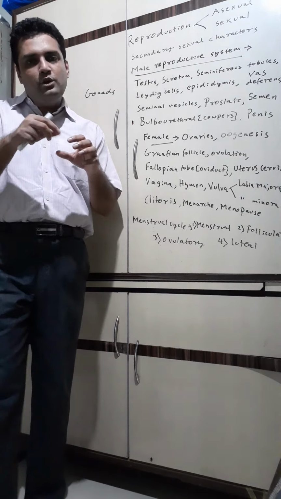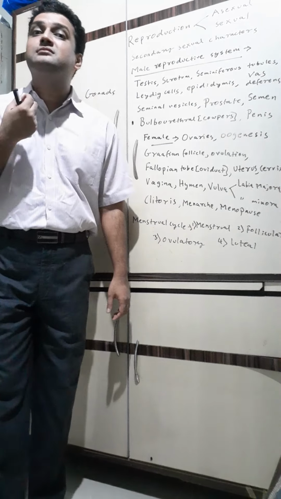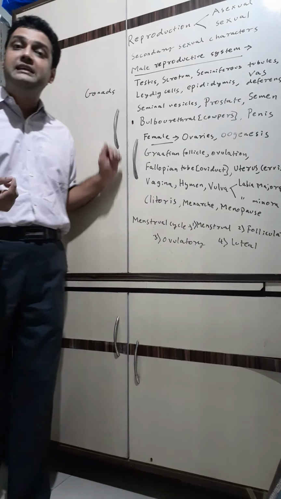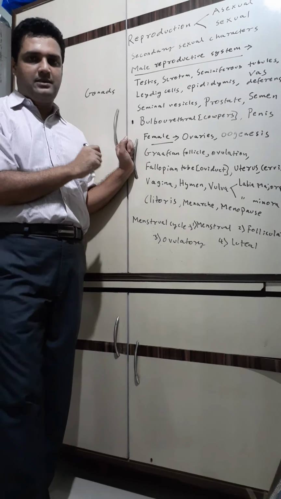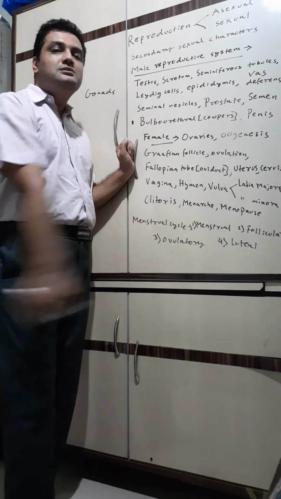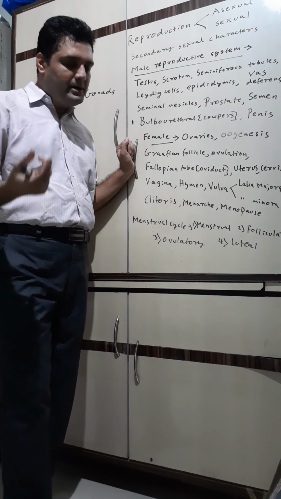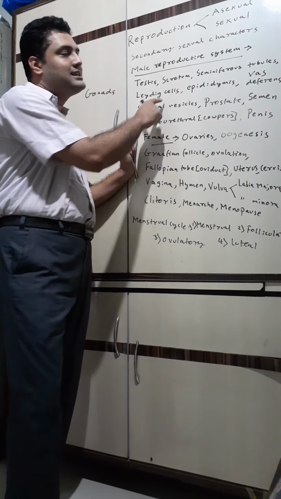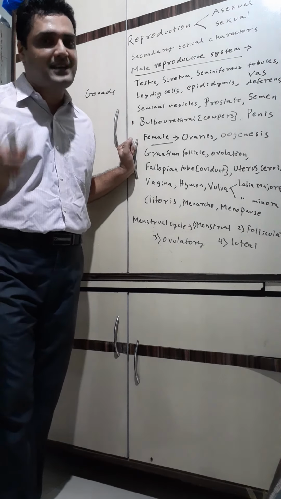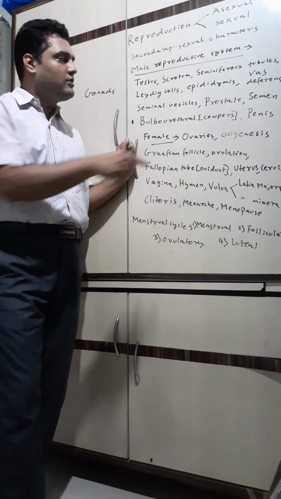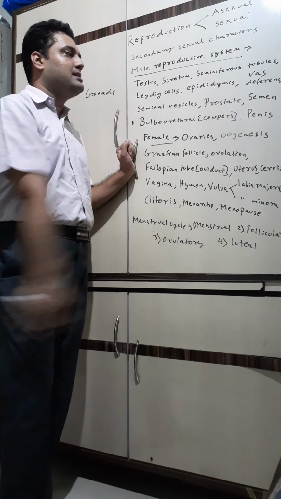Then between the lobules you will see cells, they are called interstitial cells. They are also called interstitial cells of Leydig or Leydig cells. Remember, seminiferous tubules are going to produce the sperms. Interstitial cells of Leydig are going to produce the male hormone testosterone. So testosterone from Leydig cells, sperms from seminiferous tubules.